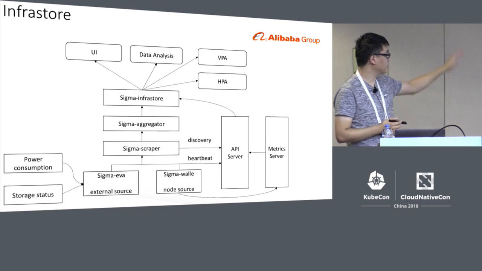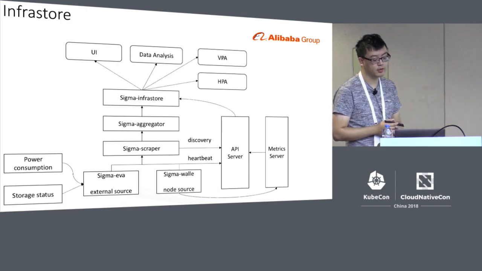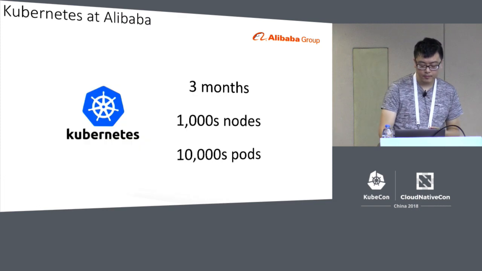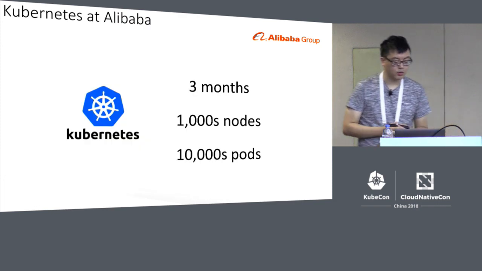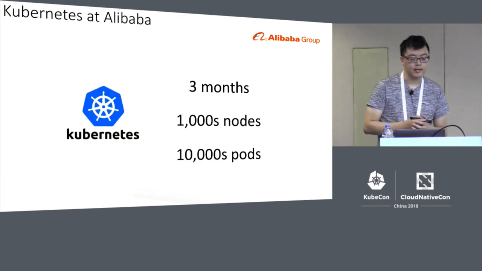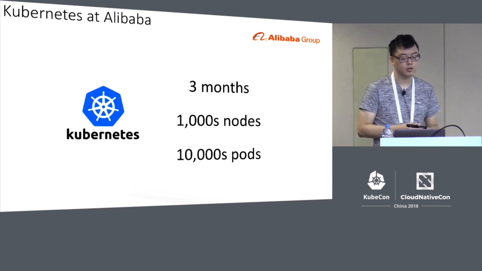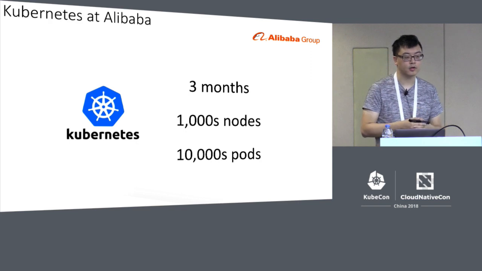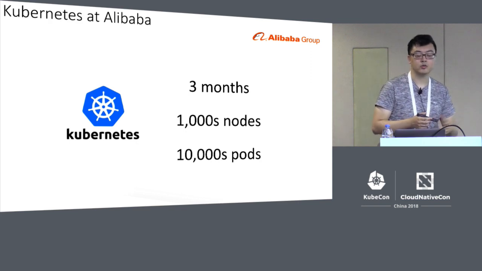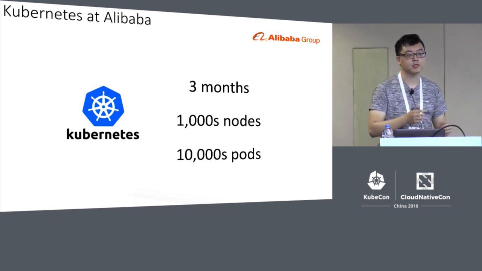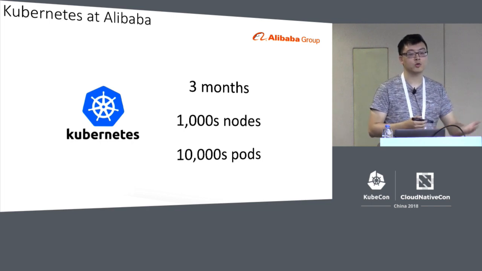To support VPA and HPA, I will just skip the details. Well, I will elaborate a little bit. With Node and the central master, we deployed a collector to collect external information. For now, we have deployed Kubernetes for 3 months, with 1,000 nodes and 10,000 pods. That was the scale. For now, Sigma actually accounts for a small part.